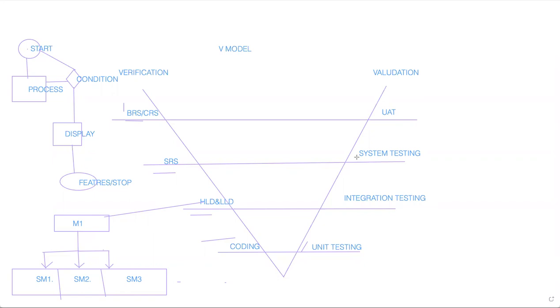So system testing, who will do this? QA people, quality analyst people, will do the system testing, and it is also known as black box testing. System testing will be done based on the SRS document, the software requirement specification document. The system testing will be done by the QA people.